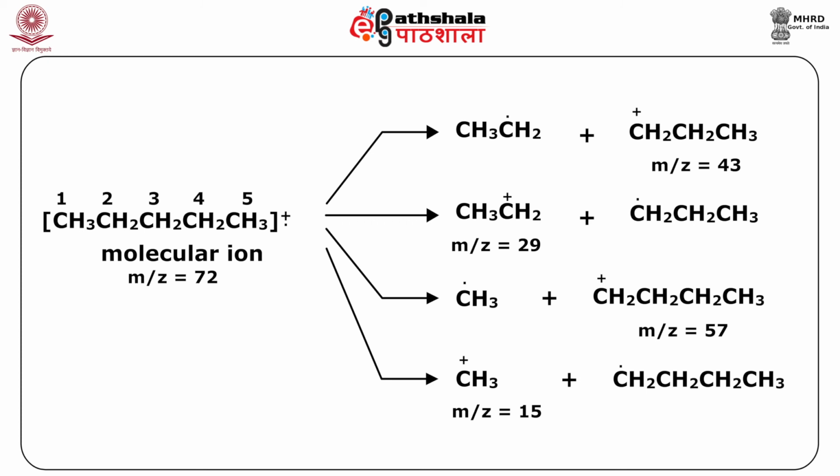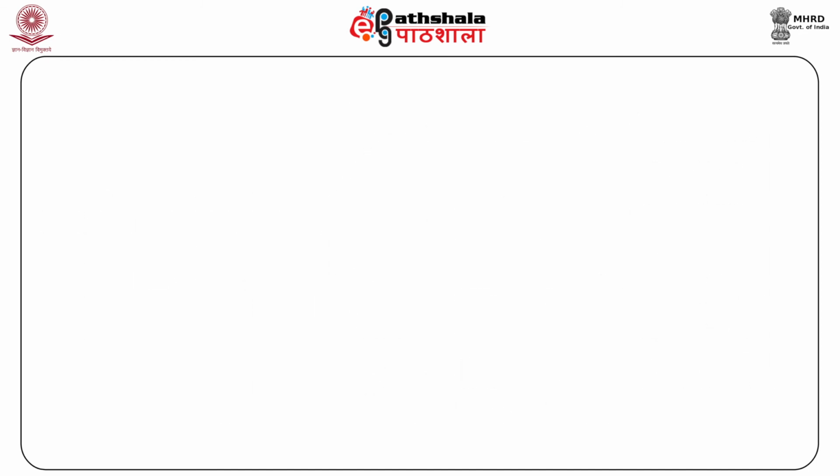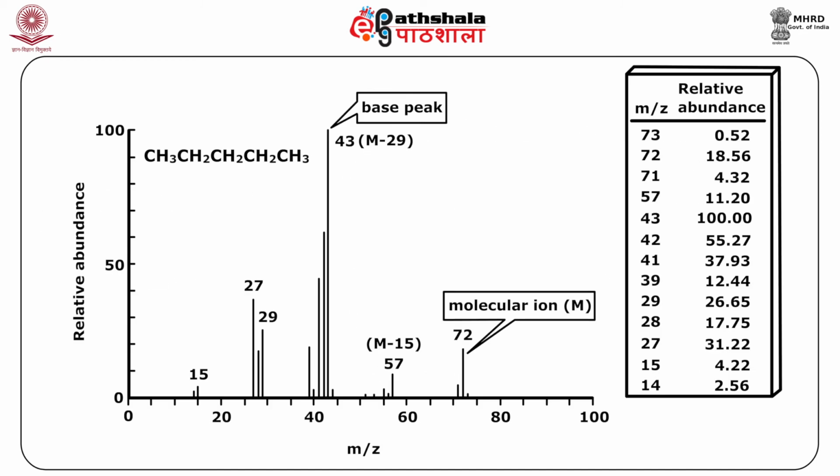Now, you can see the probable fragments which are formed on the splitting of the molecular ion of pentane, and that is obtained as a spectrum which can be seen here as a bar graph or in tabular form. You can see the mass spectrum of pentane, and how the relative abundance of the molecular ion peak as well as the various fragments is obtained. And there is a table which shows you the m by z values versus the relative abundance of the molecular ion peak as well as the fragments obtained at different values.